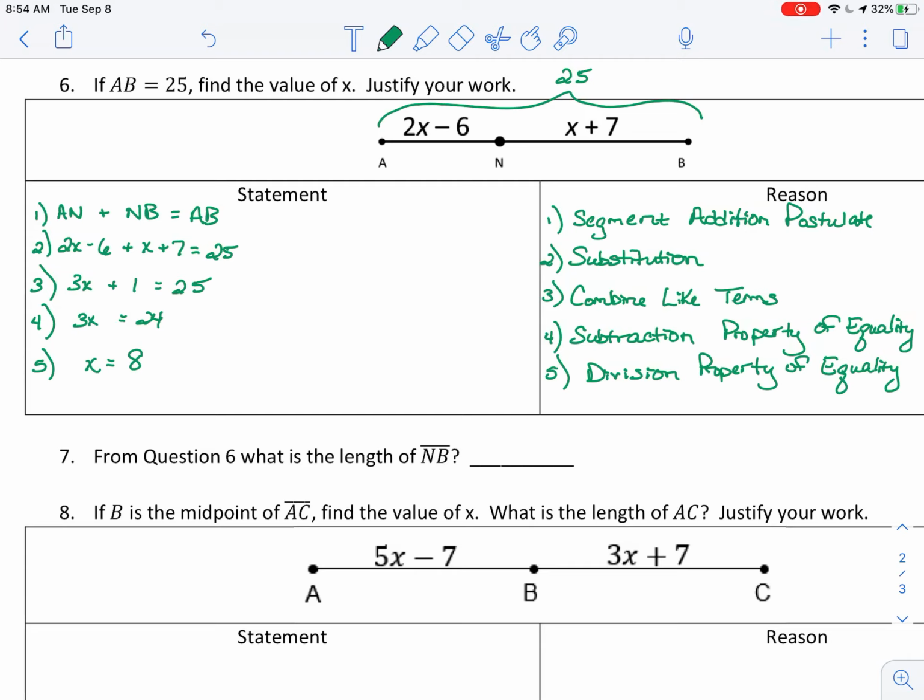So we found x to be 8. Now I want to know what the length of NB is. Well, remember NB was part of that segment. It's less than 25. So if I plug in what I know that x is, so I know x is 8, 8 plus 7 gives me 15 for NB.